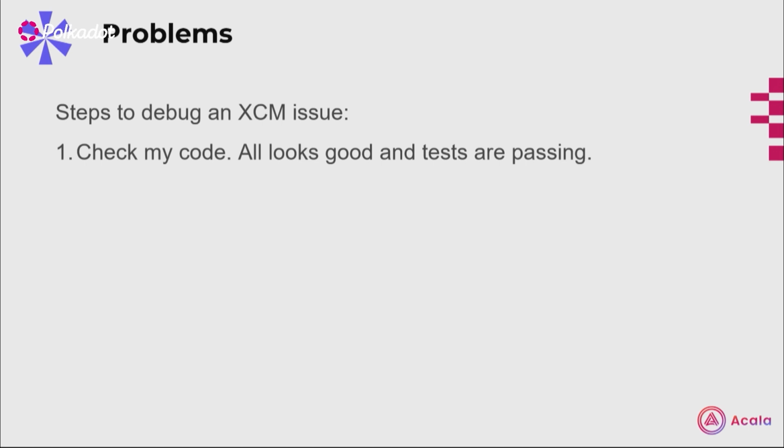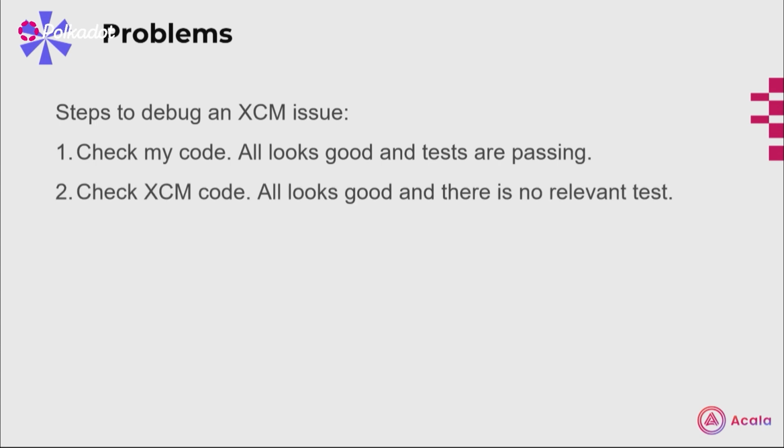So I check the code, look at the tests, everything looks fine. I don't know what's wrong. Maybe it's not my fault. That happened. The XCM code could be wrong. So I check it. It looks fine. I try to figure out why it's wrong, try to find a unit test, and it's not there anyway.